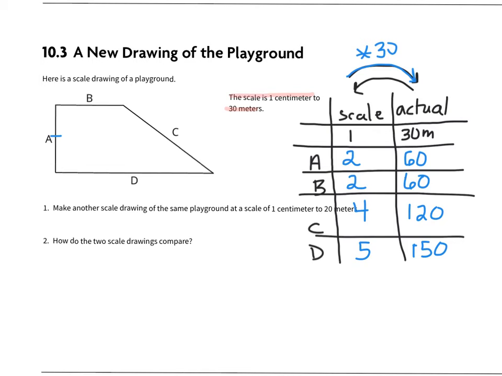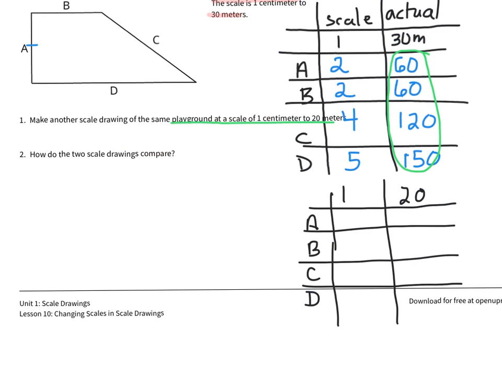So the reason we needed to do that is because our question here says make another scale drawing of the same playground at a scale of 1 centimeter to 20 meters. So we need these values to come up with the new scale values. So I'm going to draw myself a new T-chart in just a second. So with this new T-chart, what we're actually looking for is the size that we're going to draw on a piece of paper. It should be in centimeters, right? It should be the little size.